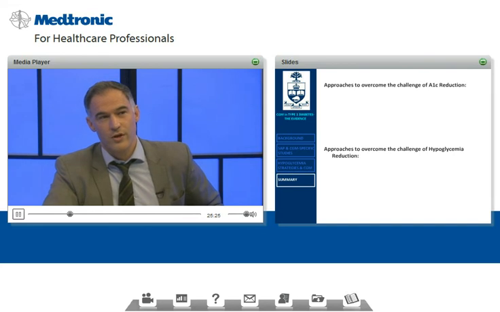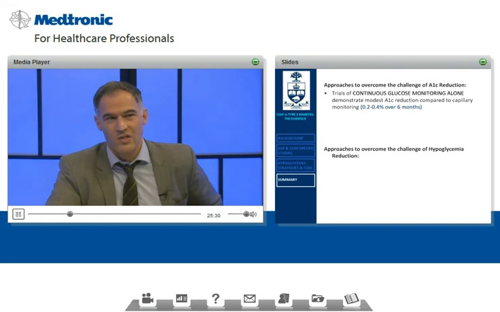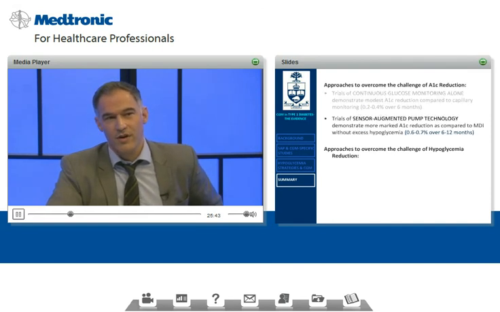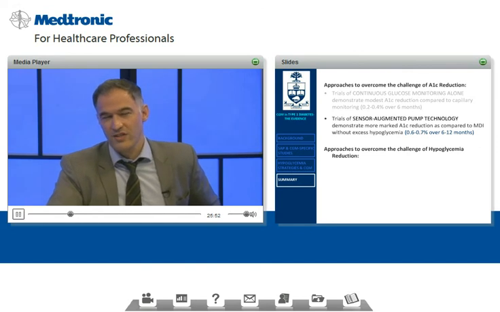So by way of A1C reduction, we know that trials of CGM alone demonstrate modest A1C reduction in the range of 0.2 to 0.4% over 6 months. And here the key study, you could say, is the JDRF study and the SWITCH study. Secondly, trials of sensor-augmented pump therapy demonstrate more marked A1C reduction as compared to MDI without excess hypoglycemia. And that's in the range of 0.6 to 0.7, and the main data comes from STAR 3 and the EURYTHMICS study.